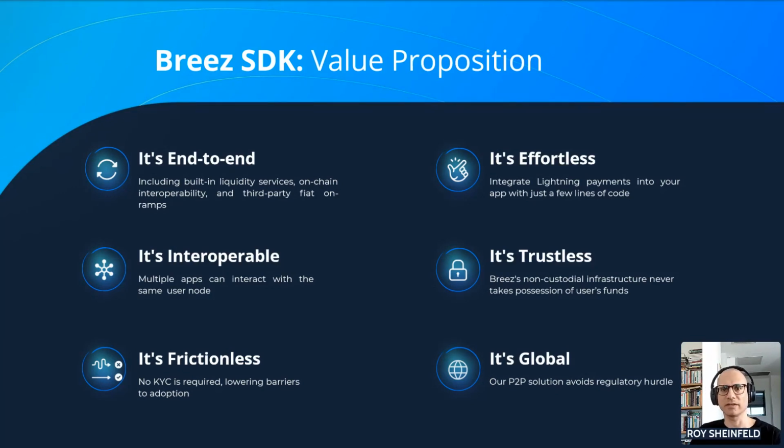We'll elaborate in a second. But that's the second value proposition. The third value proposition is the fact that we want to make it frictionless for end users. There are Lightning as a service solutions out there that are custodial solutions, and therefore require a KYC and have AML restrictions.